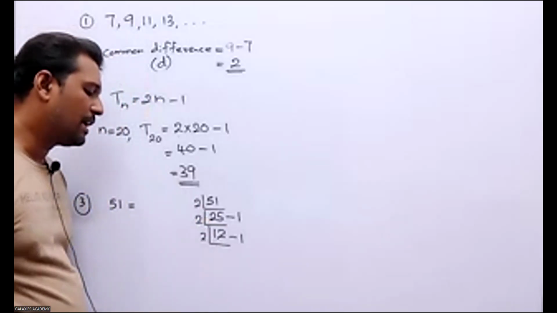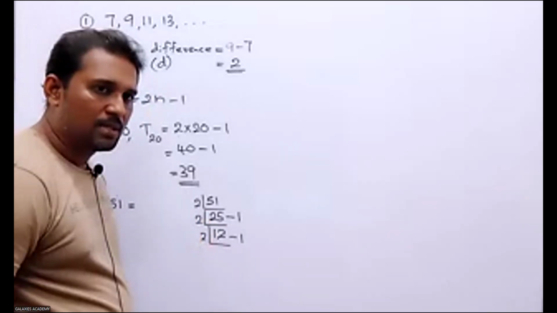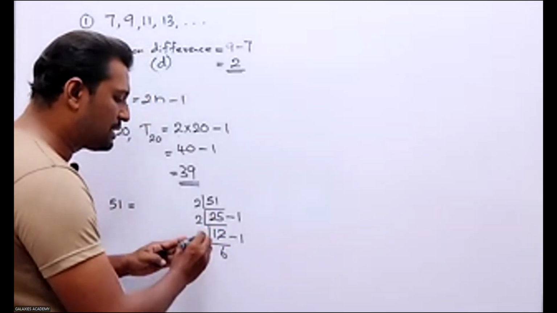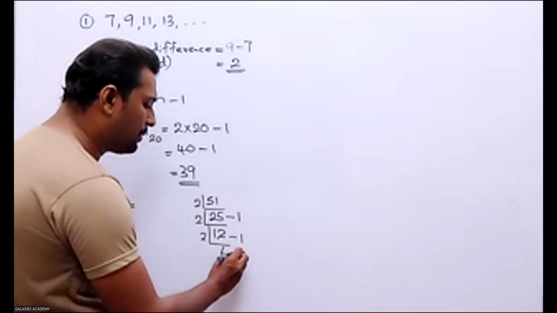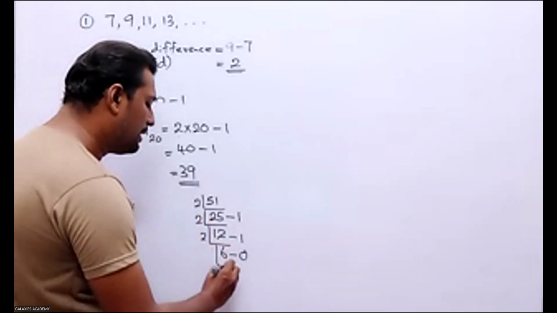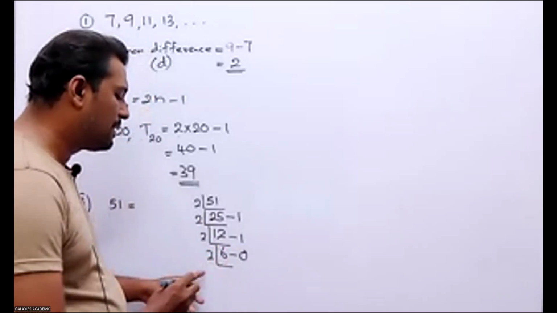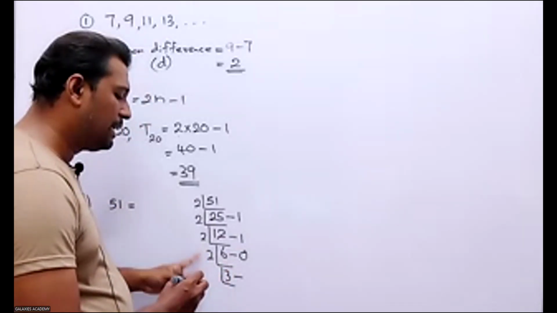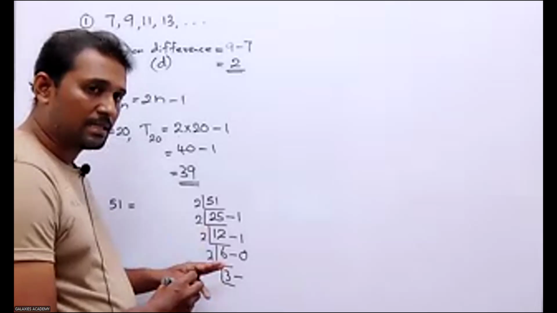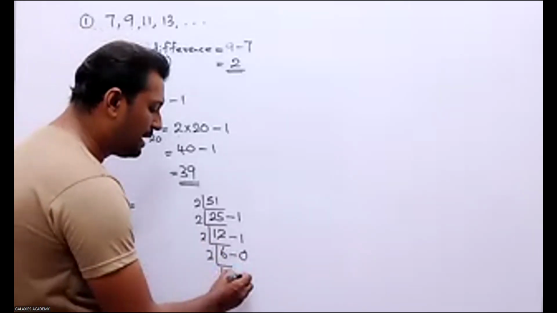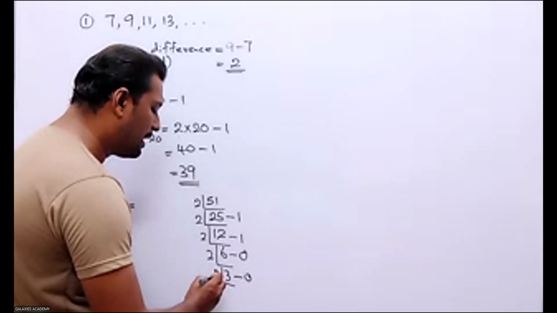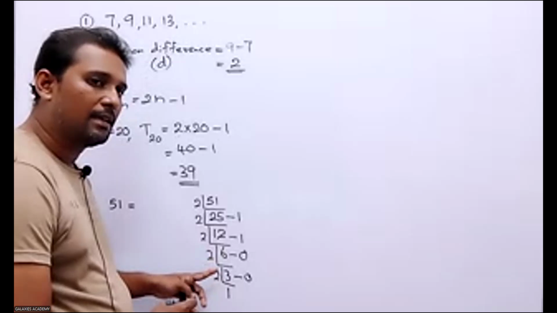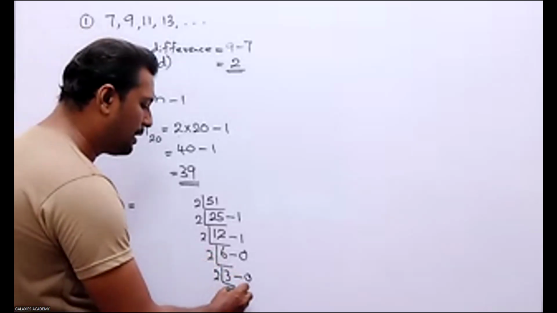Then again we divide by 2. 12 divided by 2 is 6. 2 times 6 is 12. 12 minus 12, the remainder is 0. Then again we divide by 2. 6 divided by 2 is 3. 3 times 2 is 6. 6 minus 6, the remainder is 0. Again we divide by 2. 3 divided by 2 is 1. 1 times 2 is 2. 3 minus 2, the remainder is 1.